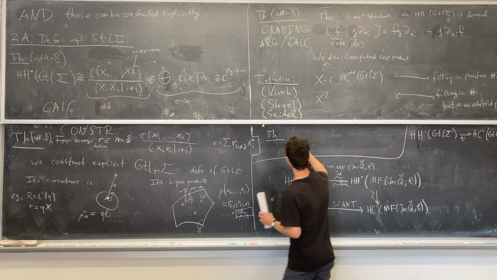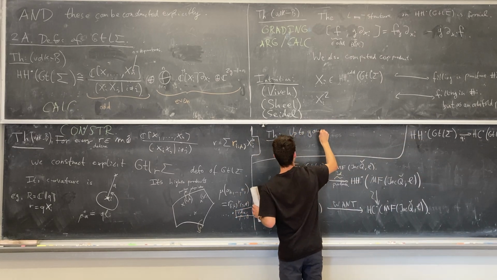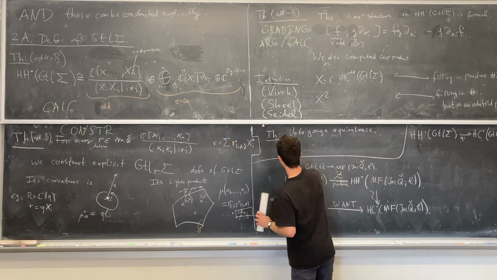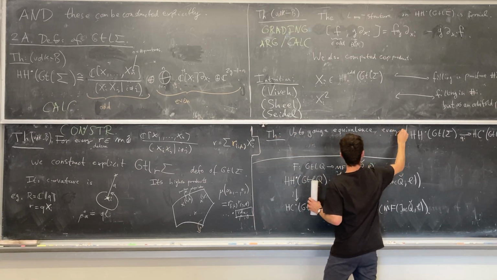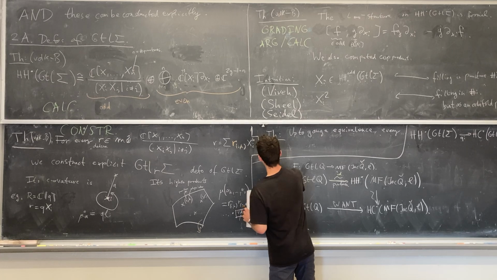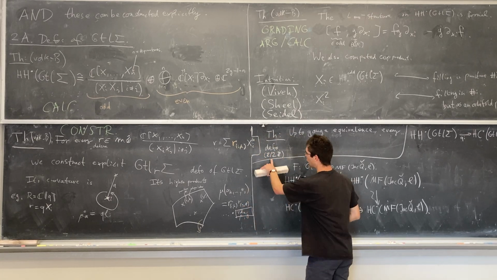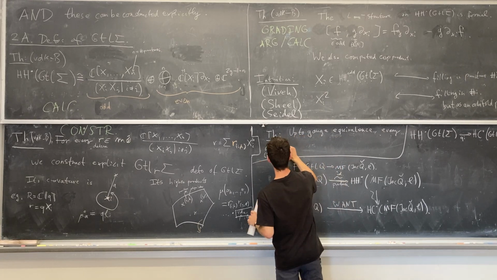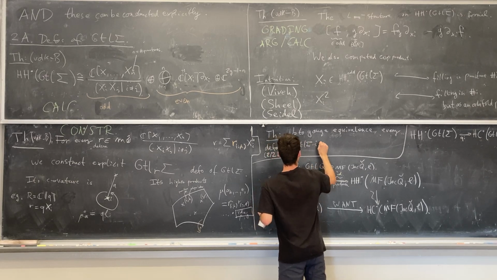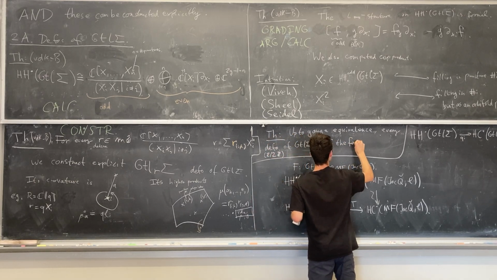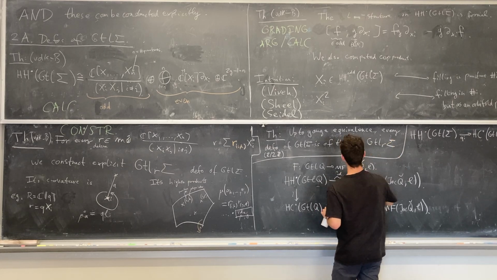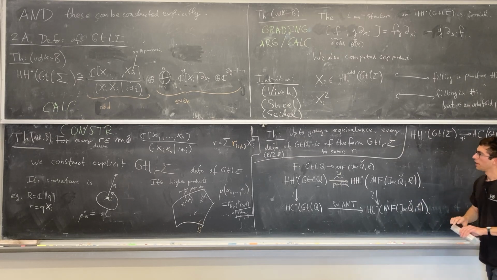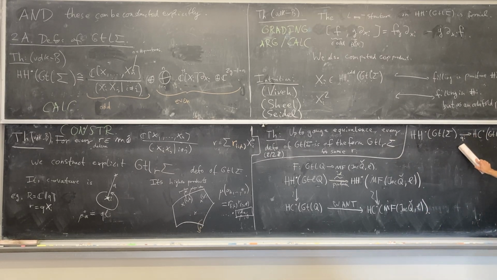Here goes the theorem, up to gauge equivalence. Every deformation, recall we are Z over 2Z graded, just so you don't wonder why there are so many deformations. Every deformation of GTL sigma is of the form GTL R sigma for some R. And this one would follow also from having this one.